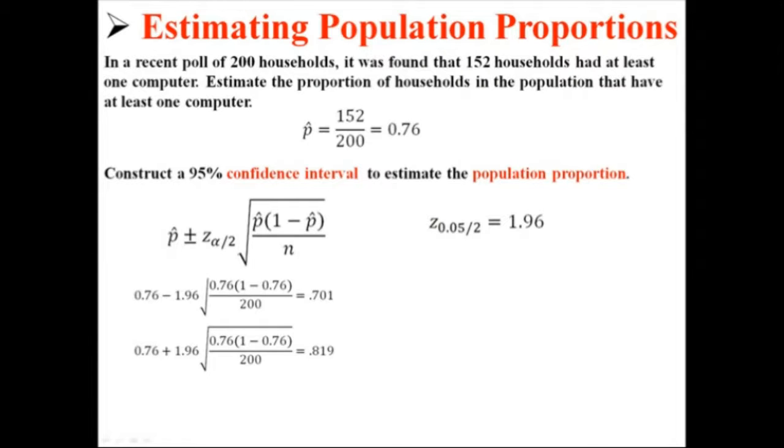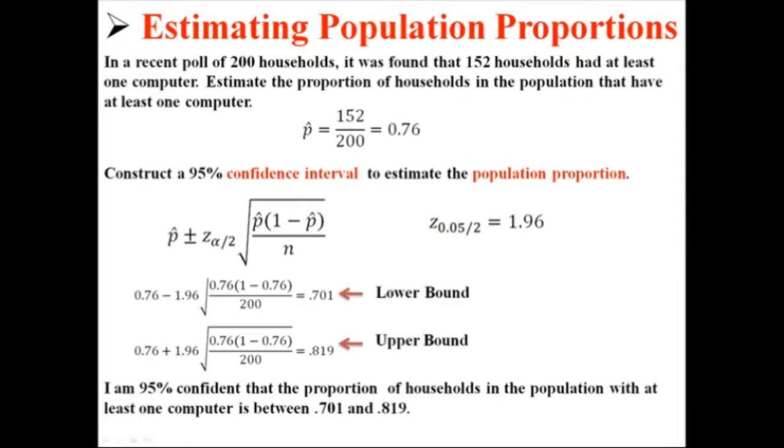So now I'm just going to plug things into the equation. That should be a square root at the top, it kind of got cut off. But you can see I put in the 0.76 for the sample proportion. I put in 200 for the size of our sample. And then I put in 1.96 for our Z. And I found what we refer to as the lower bound and the upper bound.